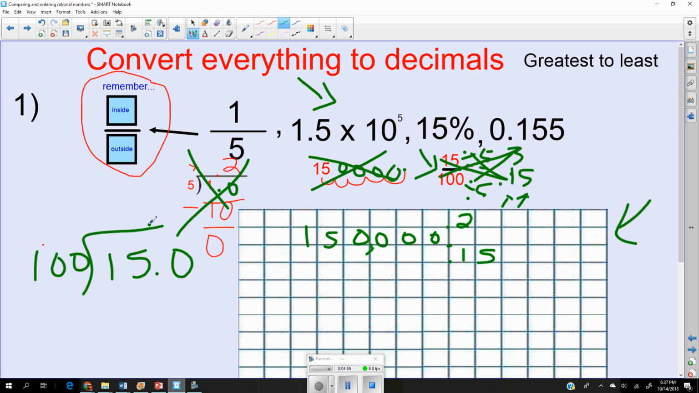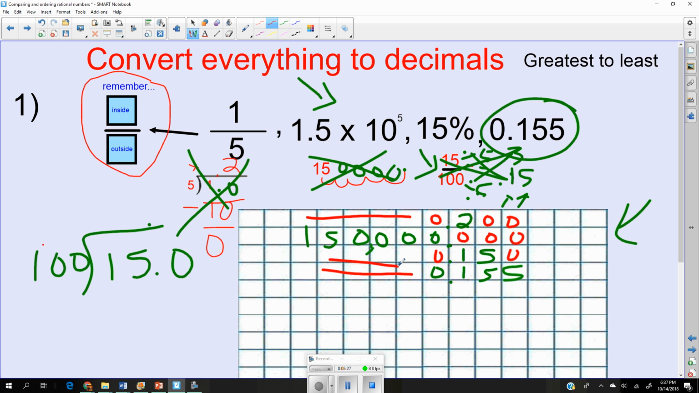And then finally, our last one's already done, so we're just going to throw that one in there. 1, 5, 5. Hopefully you're doing this along with me. And now what am I going to do with these blank spaces? That's right, I'm adding zeros in these blank spaces. And I'm just going to go as far as those, because I don't think I need to fill in these blank spaces, because we already know that 150,000 is bigger than all of them.